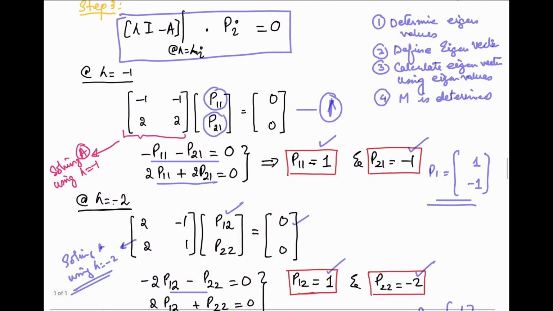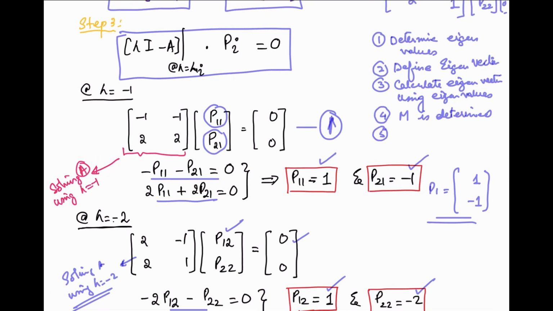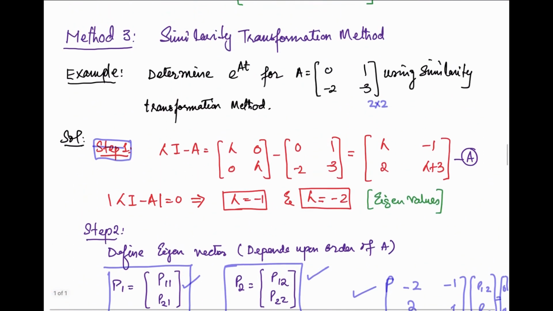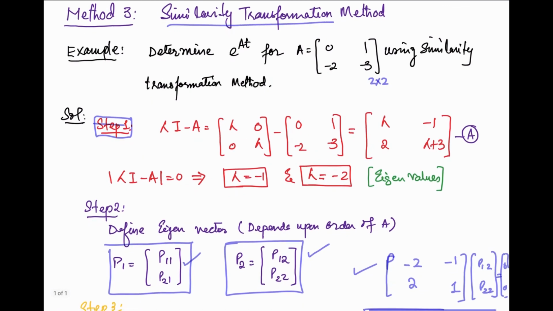Once you determine this diagonalization matrix, then the fifth step is to obtain the state transition matrix with the help of this equation. So these are the 5 steps which you can use to determine the state transition matrix. So this is the similarity transformation method. In this, you will be using 5 steps to determine the state transition matrix. If I summarize this video, we have discussed different methods for the evaluation of the state transition matrix. That's all from this video. Thank you very much.